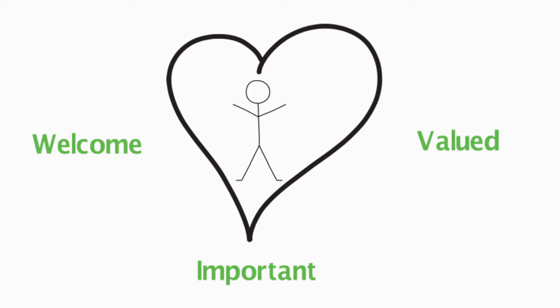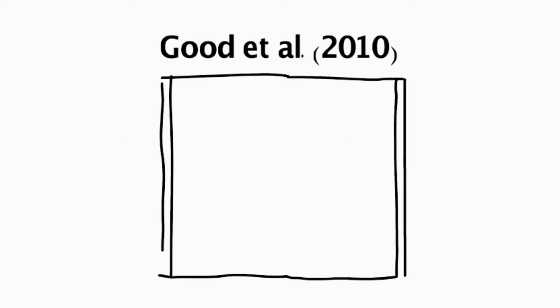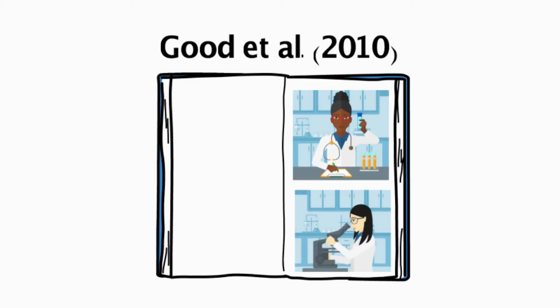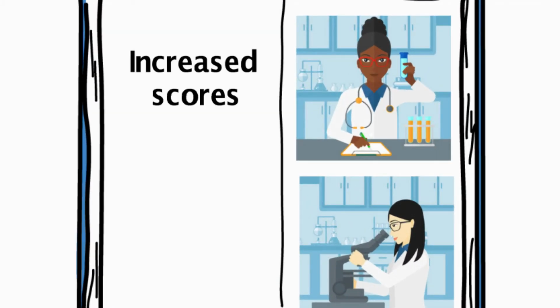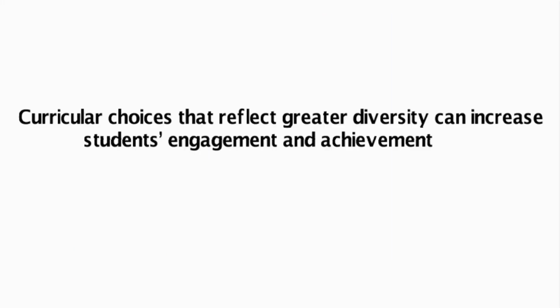For example, Good and her colleagues conducted a study where they included images of women scientists in a chemistry textbook. This simple intervention increased high school girls' scores on a comprehension test from an average of 62% to 78%. As the study shows, curricular choices that reflect greater diversity can increase students' engagement and achievement.